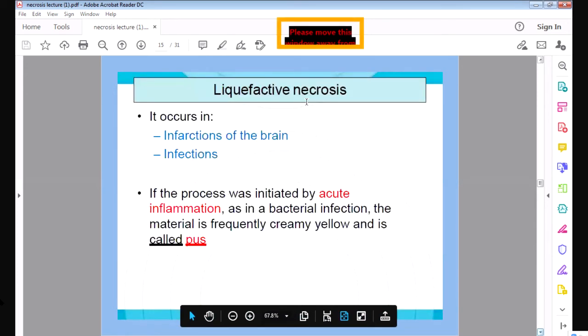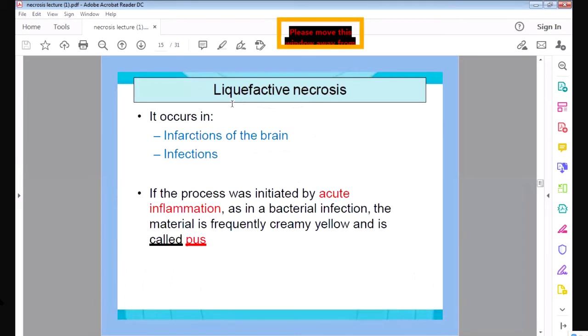Now coming to liquefactive necrosis. Liquefactive necrosis means whenever there is liquid formation like pus along with necrosis, the dead cell will undergo autolysis. The dead cells will die and form a liquid like pus or any liquid of dead cells. That is called liquefactive necrosis, from the name itself, and it occurs in the brain, and also in infection.